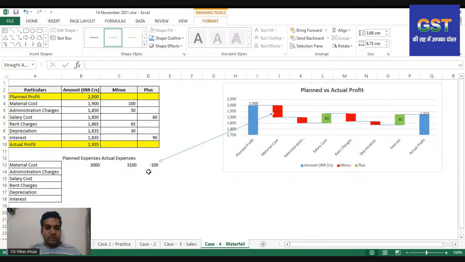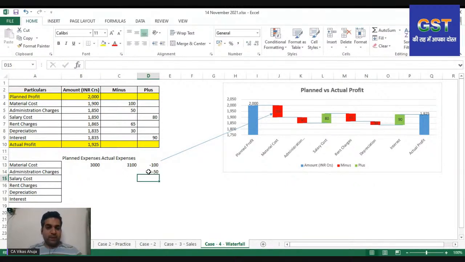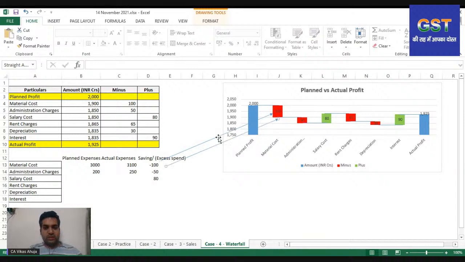Similarly, administration charge is negative 50 here. Let's say it was supposed to be 200, but it ended up 250. So this is the difference, either an increase or decrease from the budget. Either it's a saving or excess spend. Excess spend is negative. And salary cost was 80 positive. So this is what is appearing here. My salary cost is 80 positive.